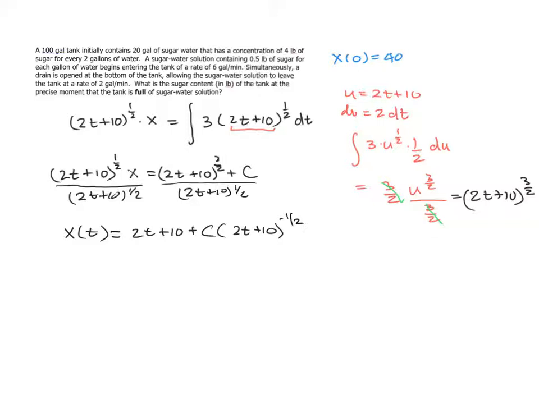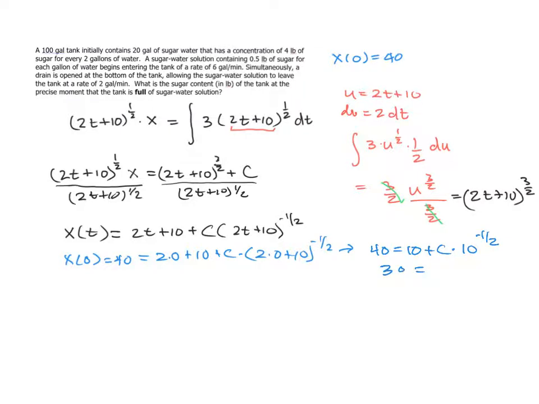Now our initial condition was x of 0 equals 40. So that's going to be equal to 2 times 0 plus 10 plus c times 2 times 0 plus 10 to the negative 1/2. That's going to simplify down to just 40 is equal to 10 plus c times 10 to the negative 1/2 power. So that's 30 is equal to c times 10 to the negative 1/2.